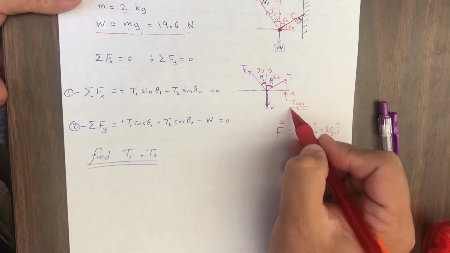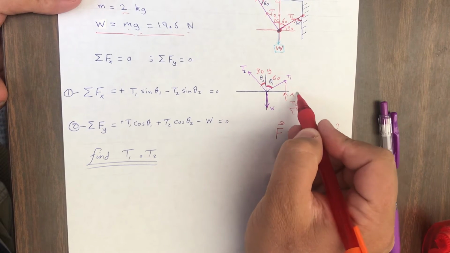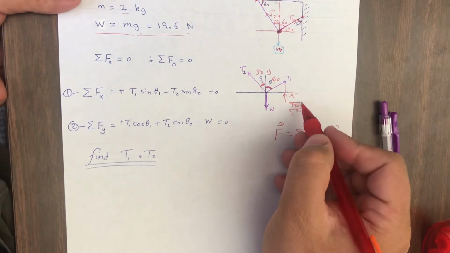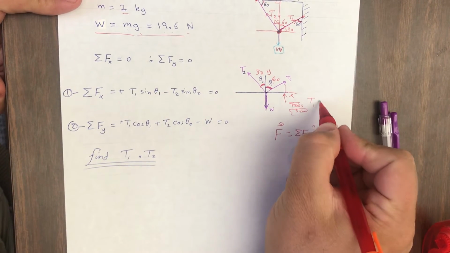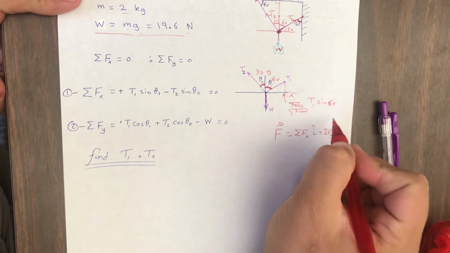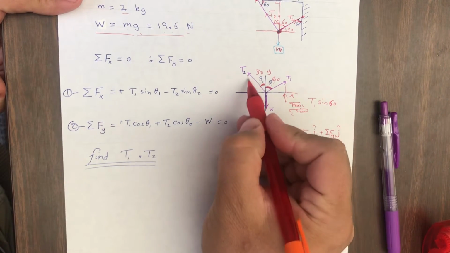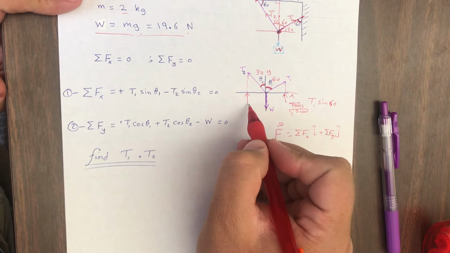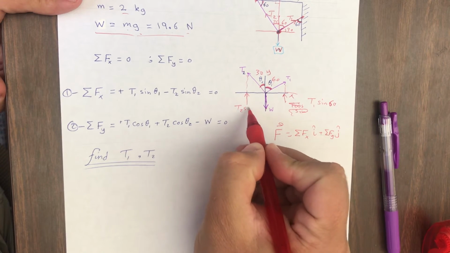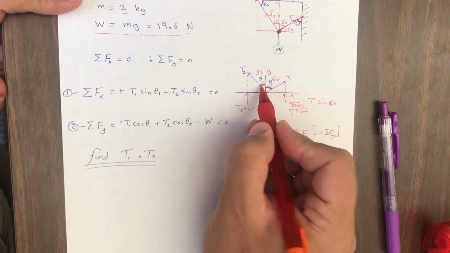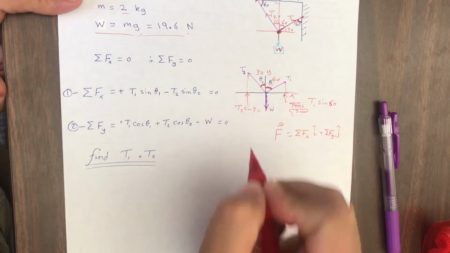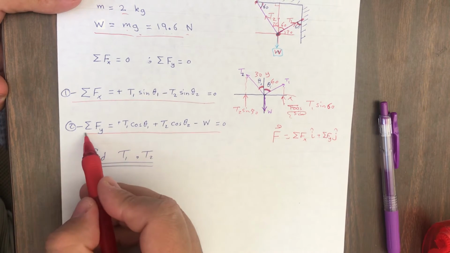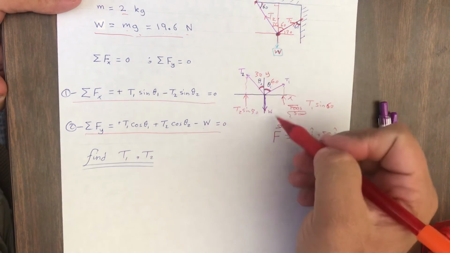I can use the cosine or the sine. If I need to use this angle, which is 60, then this component is T1 sine 60. Okay, in the negative x direction, I have T2 sine theta 2. Theta 2, this one, which is 30. This is F on the x axis, and this is the forces on the y axis. I have the weight downward in this case.